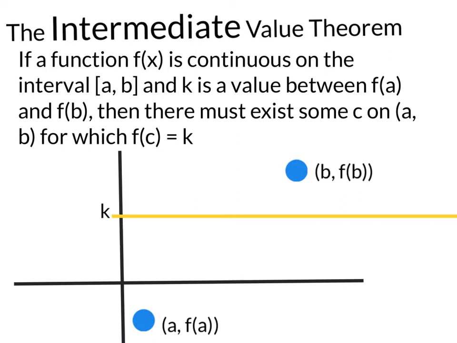Well, that seems pretty clear because there is no way that I can draw a continuous line from a to b without, in some way, somewhere, passing k. All this theorem says is that somewhere between the two y values, I'm going to hit every other y value on the graph. I'll hit every single y value.